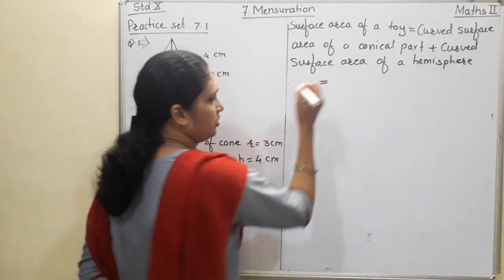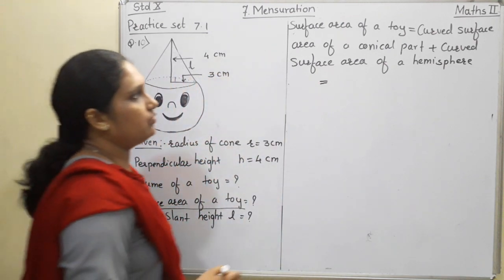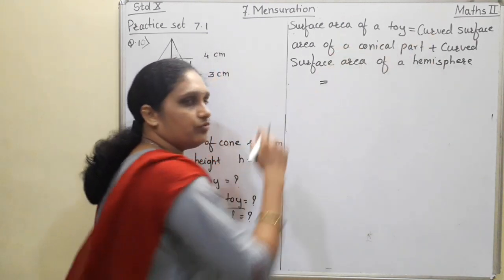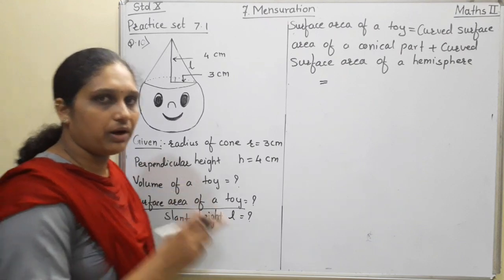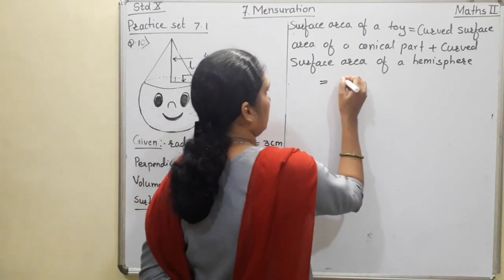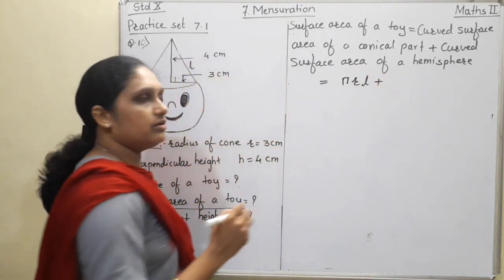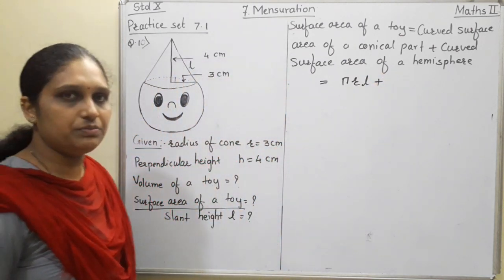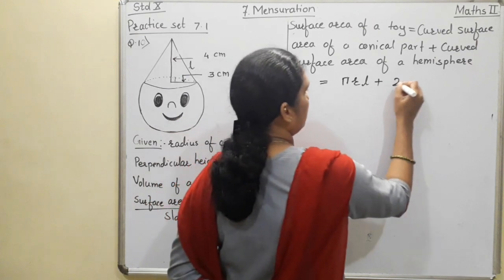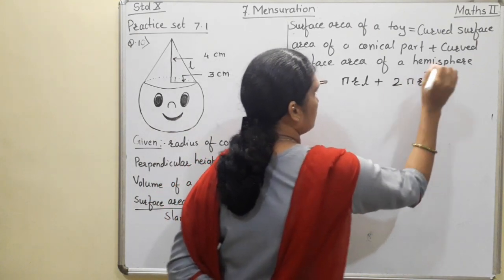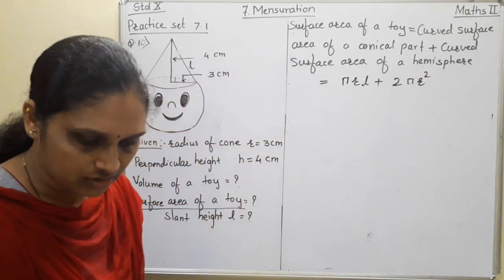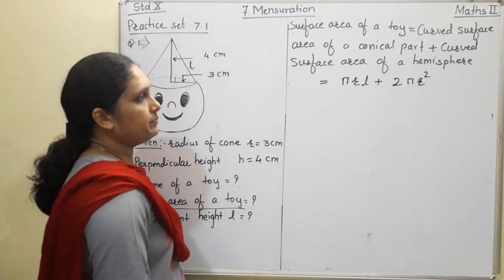Now these are also formulas I said to learn. So what is the formula of curved surface area of a conical part? It is pi r L. So we'll write pi r L plus the curved surface area of hemisphere, which is 2 pi r square. So this is the curved surface area of the hemisphere.